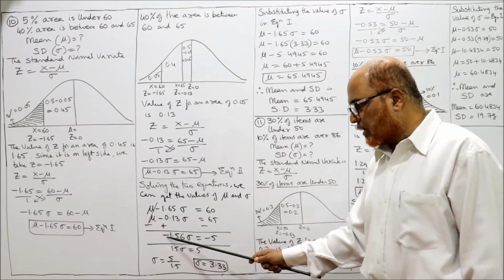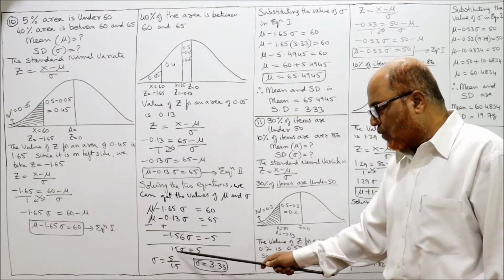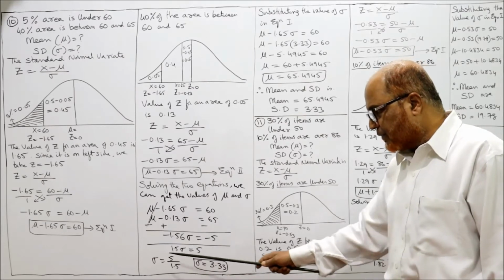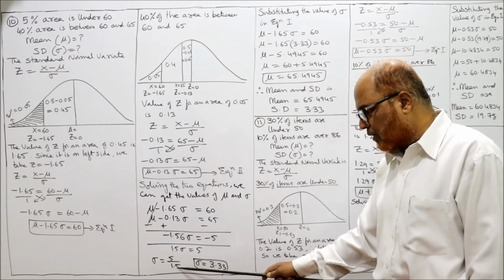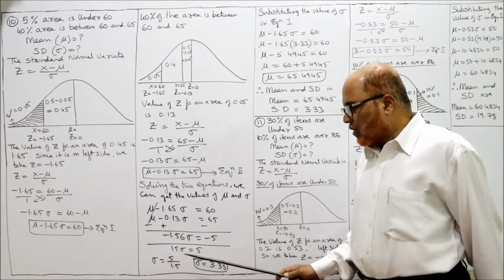So minus is there on the LHS, minus is there on the RHS. Cancel both minus signs. 1.5 sigma is equal to 5. Sigma is equal to 5 divided by 1.5. So sigma is 3.33. So out of mean and sigma, we got the sigma value.